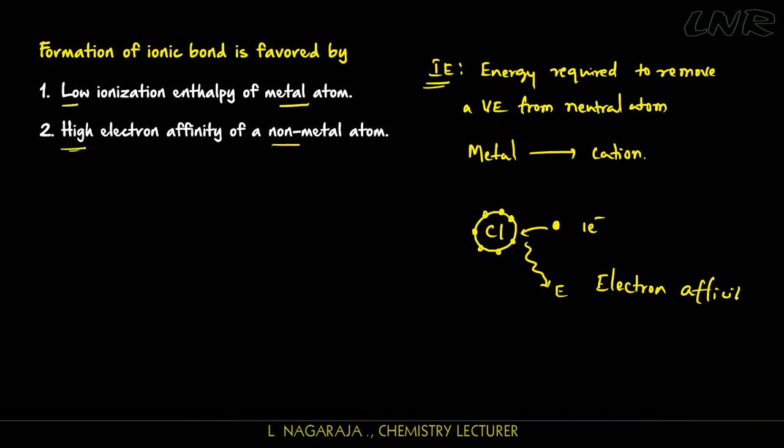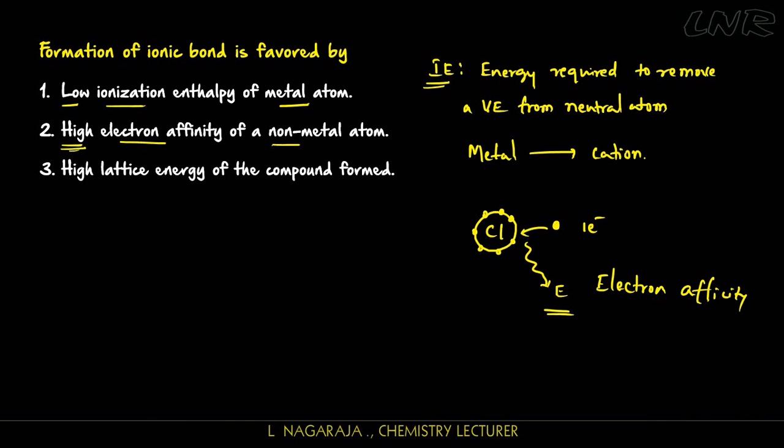So electron affinity is defined as the amount of energy released when an electron is added to an isolated gaseous atom of an element. So the higher the energy released during the process, the easier will be the formation of the anion. So for the non-metals, the electron affinity must be high, and for the metals, ionization energy should be low.